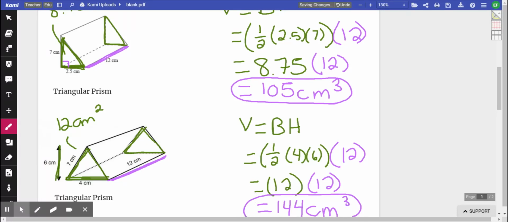All right, so here's just 3 examples of how do you find the volume of different prisms, and that's what we're going to be practicing first.